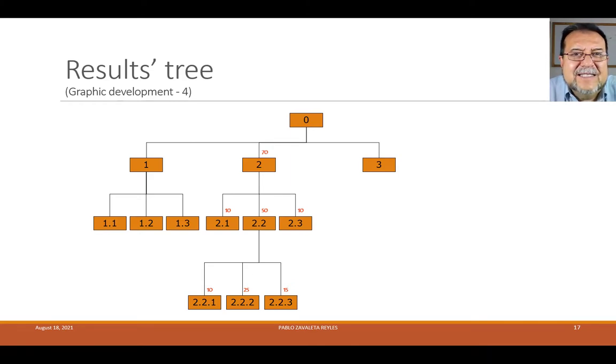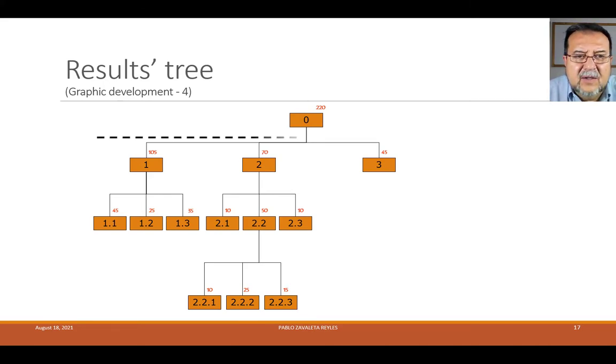Now, if we do the same for results 1.1, 1.2, 1.3, we get the aggregate for result number 1, which is the sum of 45, 25, and 35, that is 105. Result number 3, we know that its cost is 45, and then we can add up and say that our project costs us 220.